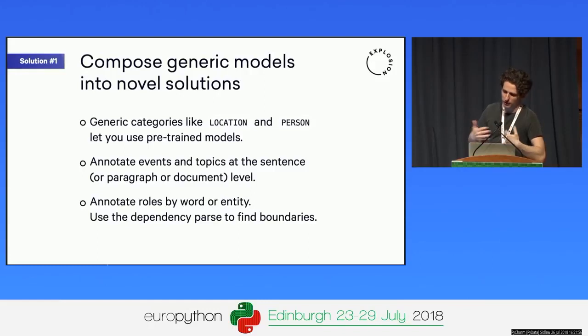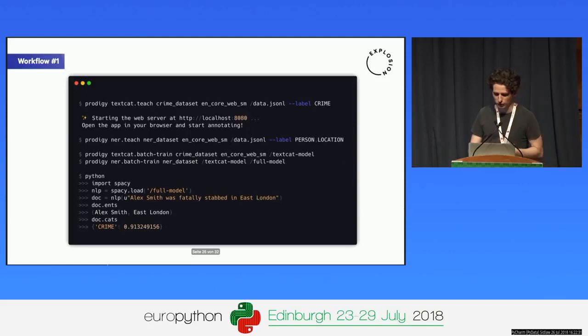So the general approach here is that we can compose generic models into novel solutions. If we have generic categories like location and person, we can use pre-trained models and just improve them on the data. Then I would normally recommend annotating events and topics at the sentence or paragraph level so that you don't have to decide the exact boundaries of something like a crime occurred. Instead, you can just apply it at the sentence level rather than coming up with policies which will struggle to enforce. And then for semantic roles, you can annotate these at a word or entity level and use the dependency parse to find the boundaries. So this is a suggestion of a solution.